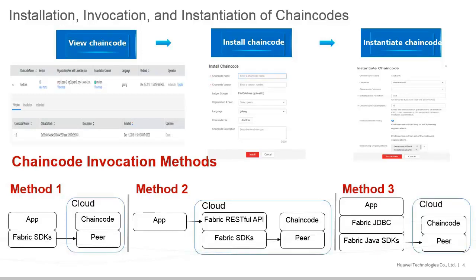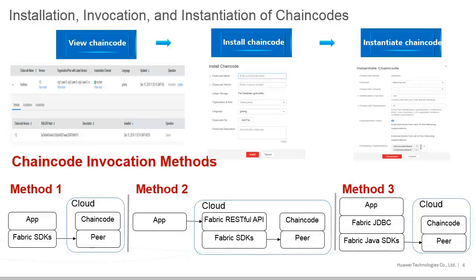Huawei Cloud Blockchain Service lets you view, visually install, and instantiate chain codes. In addition, BCS supports multiple methods of invoking chain codes. The basic application encapsulation SDK can be used to invoke chain codes on remote peers. The application also can invoke chain codes through Fabric RESTful APIs, so that users don't need to integrate the SDK in their applications. Besides all of that, we also provide Fabric JDBC.